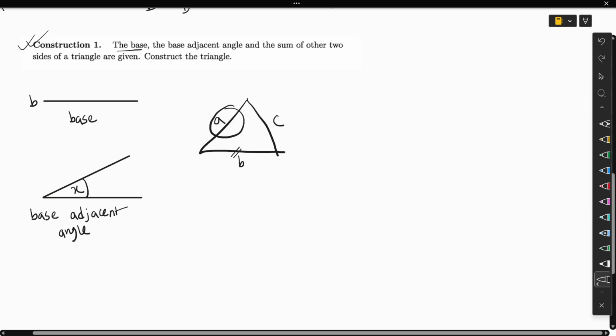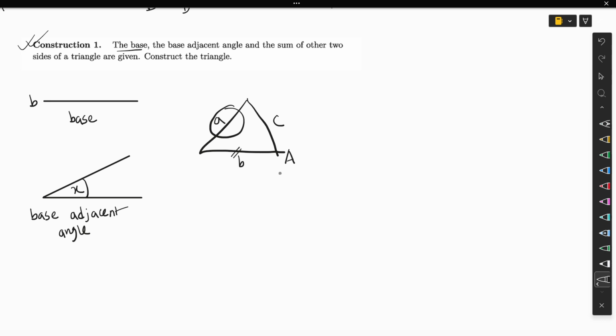If this is side A, then this vertex is called vertex A. As this is side C, then this must be vertex C, and similarly this is vertex B. A triangle has three sides, and when we say this is B, we are left with two sides, A and C. The sum of the other two sides means the length of A plus C in total.